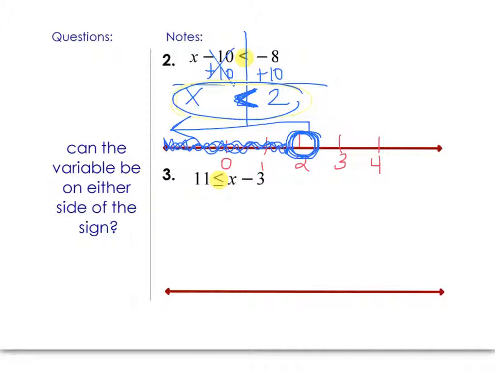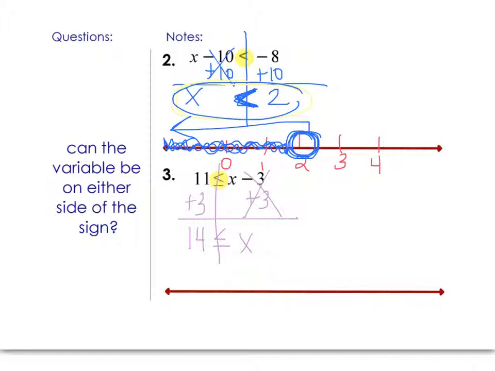Well, let's take a look at this one. This one looks a little bit different than others. It says 11 is less than or equal to x minus 3. So this time I'm trying to get x alone, but it's going to be alone on the right side, not the left side. So if I add 3 to both sides, I move that minus 3 over. 11 plus 3 gives me 14. So I get 14 is less than or equal to x.